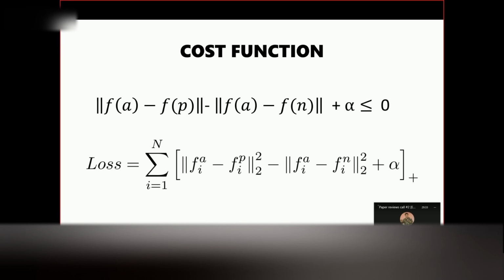So the cost function is then the sum of all the distances. This plus sign here just means a max of 0 and the distance. So we're only looking at cases where the anchor to positive is less than the anchor to negative.